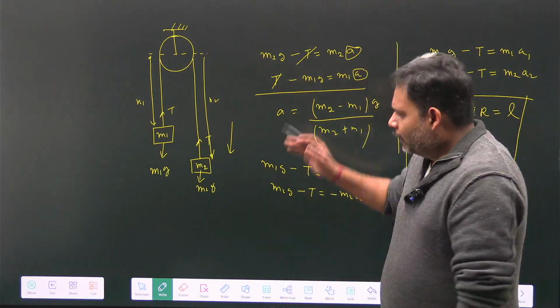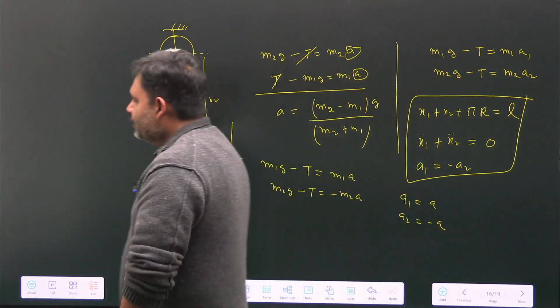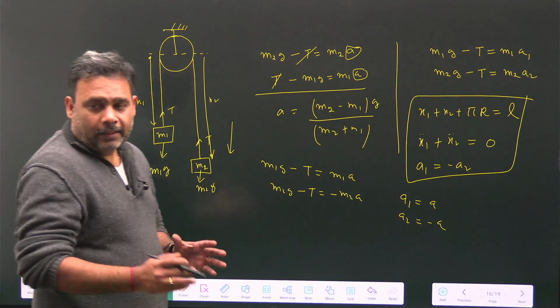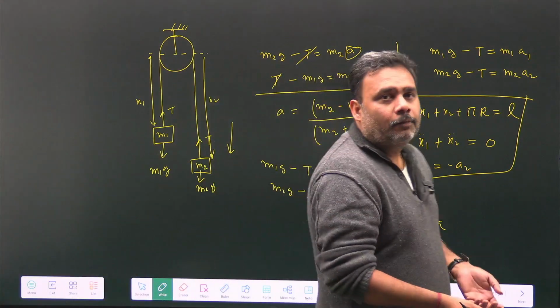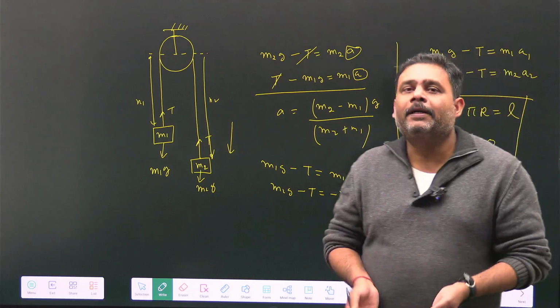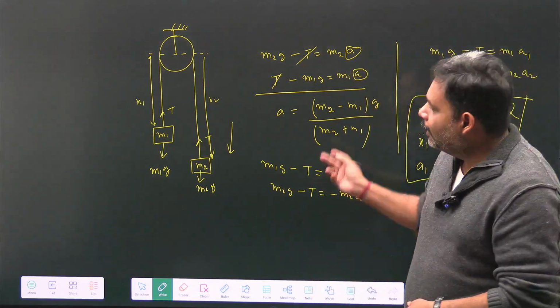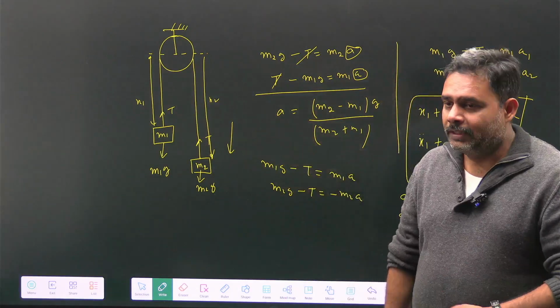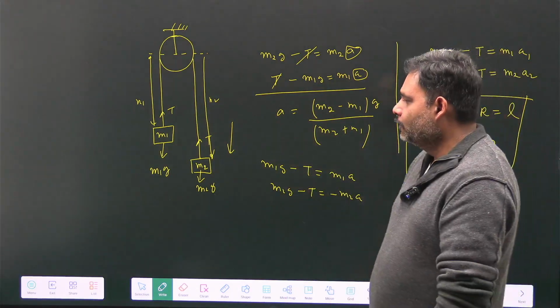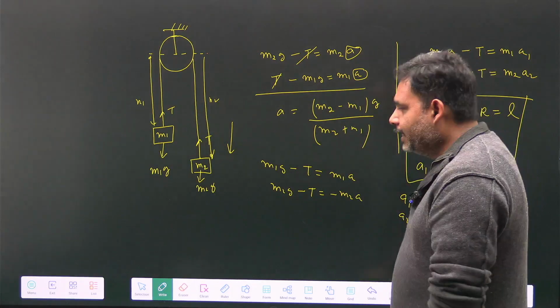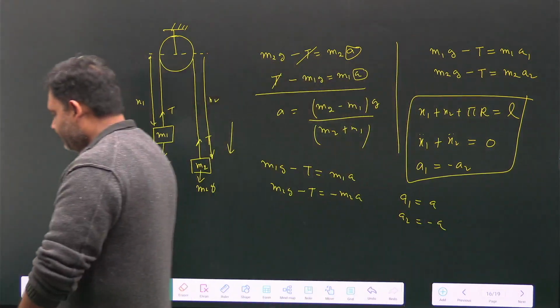This is very trivial, very simple, but when you have a more complicated problem, how will you proceed, how will you look at things? For that we need to understand one more equation of constraint. So let's go for the next one. This equation of constraint is clear, right?